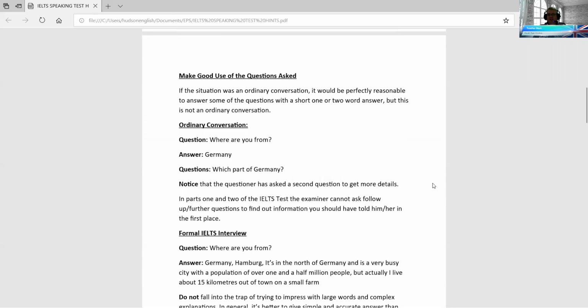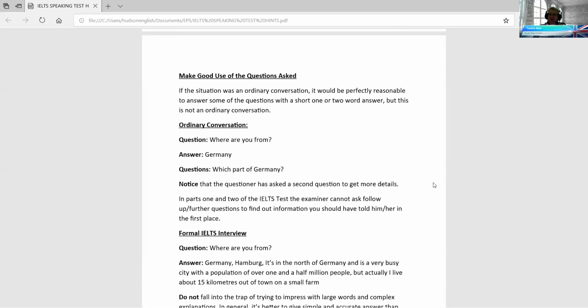Make good use of the questions asked. If the situation was an ordinary conversation, it would be perfectly reasonable to answer some of the questions with a short 1 or 2 word answer, but this is not an ordinary conversation. Please remember that. In an ordinary conversation, you might be asked, where are you from? You might answer Germany, and then you'll get asked which part of Germany. So the questioner has asked a second question to get more details. In parts 2 or 3 of the IELTS exam, the tester cannot ask follow-up questions to find out information you should have given him or her first.